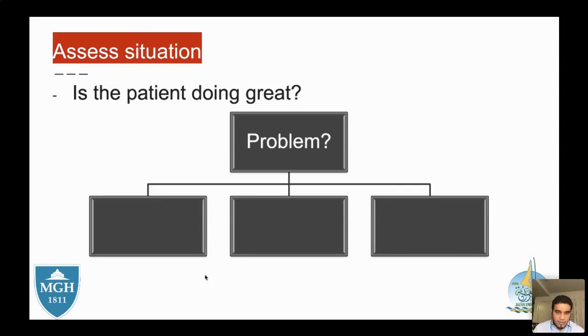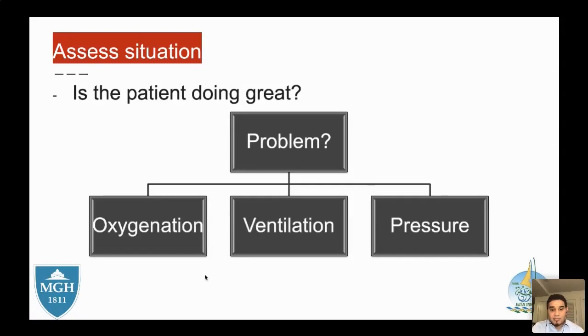Okay, so let's say now you put the patient on mechanical ventilation and you start having problems. The question is where the problems can come from. There may be 3 main problems that you might face, so it's going to be one of these 3 things.